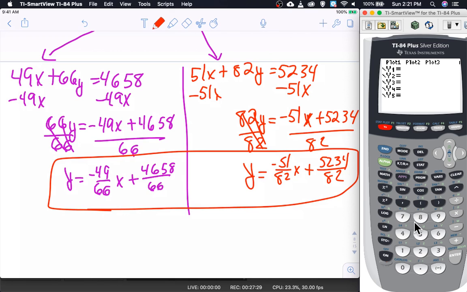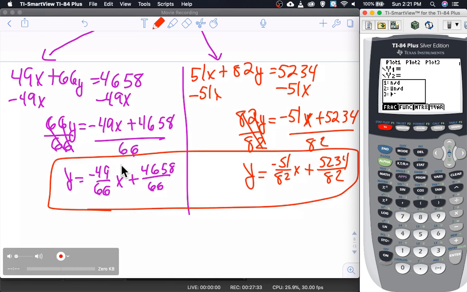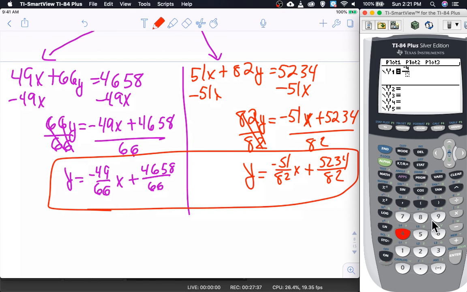So let's see what happens. I'm doing my first equation here: negative 49 over 66x plus 4,658 over 66. Isn't that a beautiful equation? Second equation: negative 51 over 82x plus 5,234 over 82, not 88, 82. Okay, I'm double checking my equations, make sure everything looks good before I hit graph. Graph.